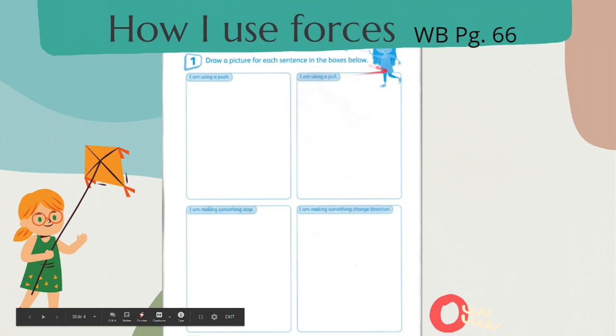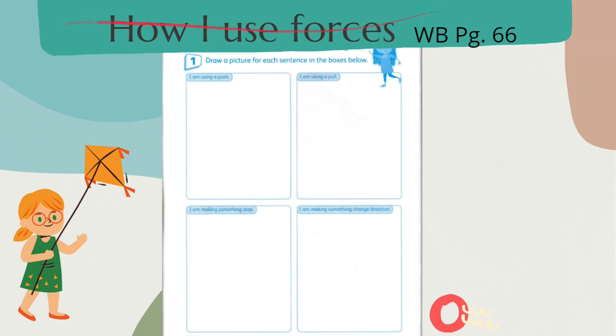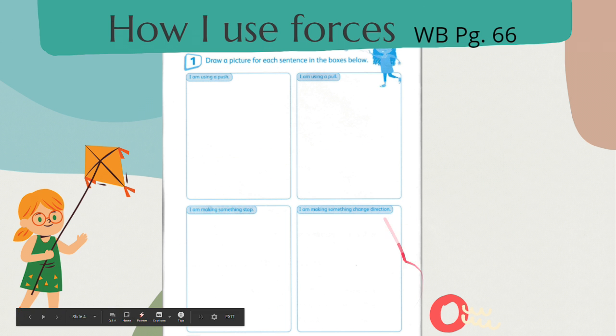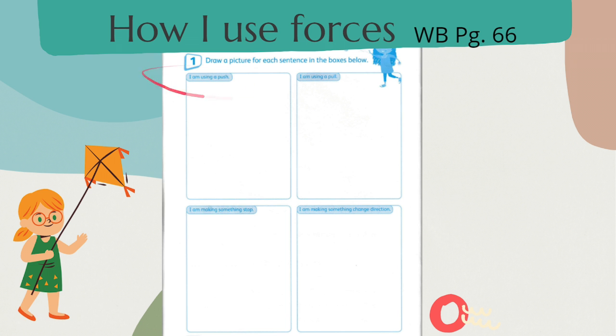something towards you. Now let's complete our workbook on page 66, How I Use Forces. There are 4 boxes here, so you will draw a picture for each sentence in the boxes below. Here is I am using a push, I am using a pull, here I am making something stop, and I am making something change direction.